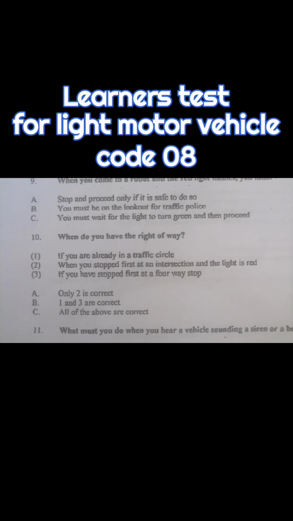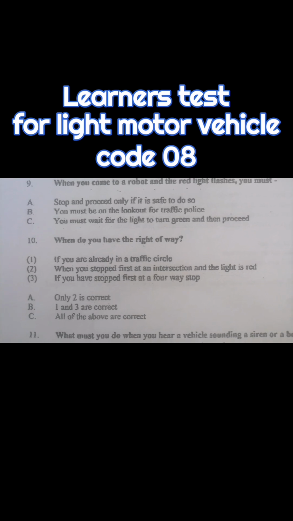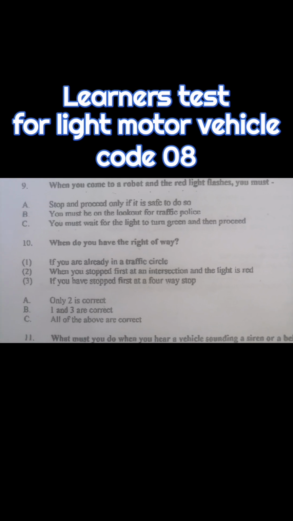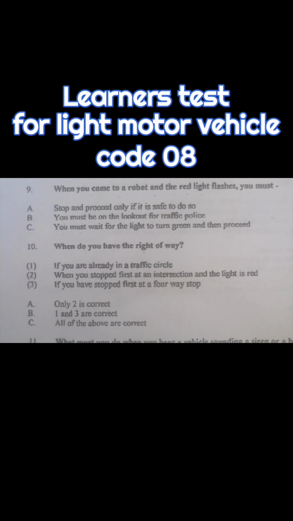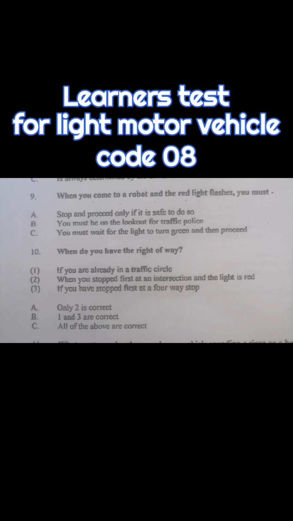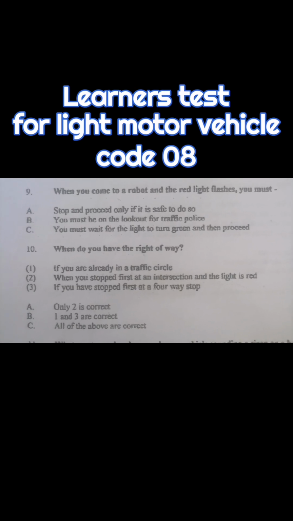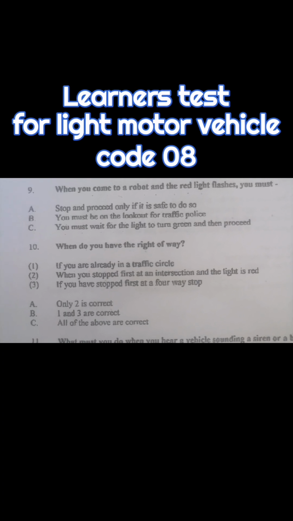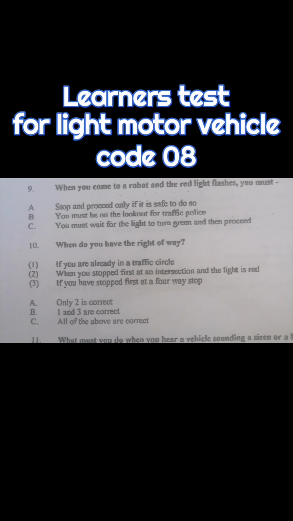Answer 2 says, when you stopped first at an intersection and the light is red, do you have the right of way? No, you do not, because the robot is red. Everybody stops at the red light and everybody goes at the green light. So 2 is out. Number 3 says, if you have stopped first at a four-way stop, do you have the right of way? Yes. The rule for the four-way stop is first one to stop, first one to go. So we have 2 possible answers there, and our answer is going to be B. 1 and 3 are correct.